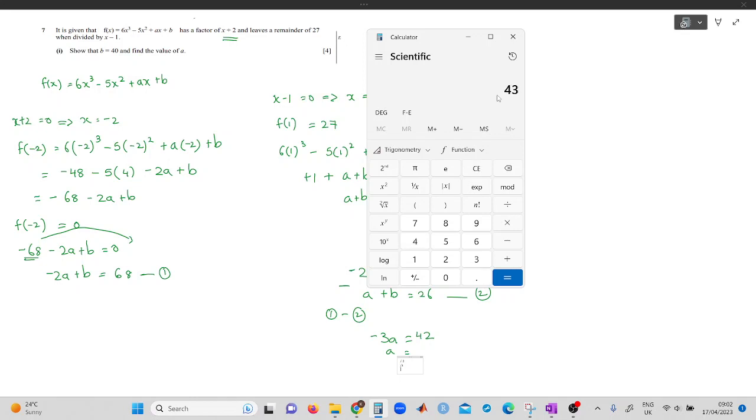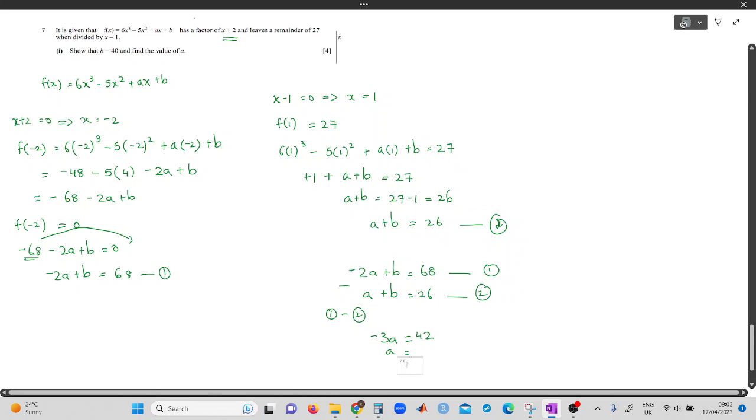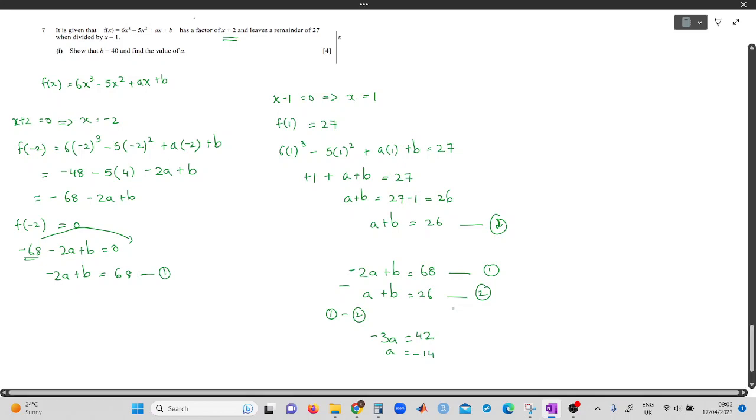Donc, a va être 42 divisé par moins 3. 42 divisé par 3, 14. Donc, ici, ça va me faire moins 14. Donc, a equals minus 14. I can replace in any other equation to find b. Laisse-nous remplacer dans equation 2. Donc, minus 14 plus b equals 26. b will be equal to 26 plus 14 qui fait 40. Voilà. Donc là, nous sommes capables de dire que a égale à moins 14 et puis b égale à 40.